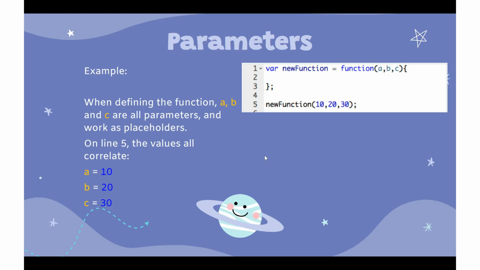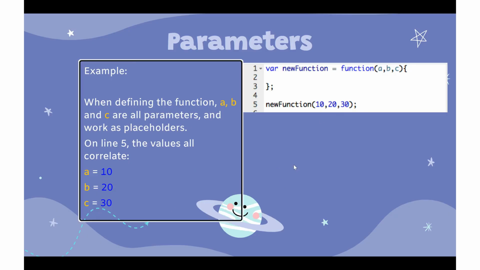But first, we need to quickly review parameters to help us with coding. In this situation right here, we have a new function, and it has 3 parameters, A, B, and C. As we can see, if we call it on line 5 using 10, 20, and 30, that will correlate to A, B, and C. So A will be 10, B will be 20, and C will be 30.